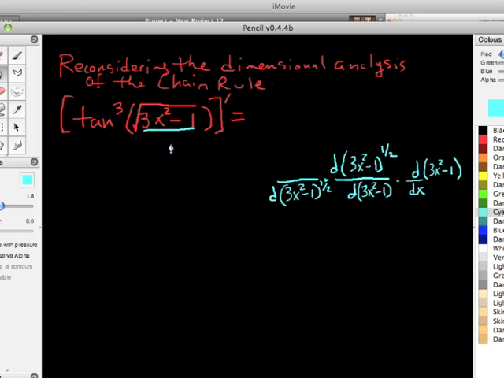Well, after we take the square root of this thing, what's the next thing we do? We take the tangent of it, right? You say, well, no, we took the tangent cubed of it, but we take the tangent of it and then we cube it. So let's just remember that this is the tangent, right? We first take the tangent and then cube that. So I'm going to write d of tangent of 3x squared minus 1 to the 1/2 power.